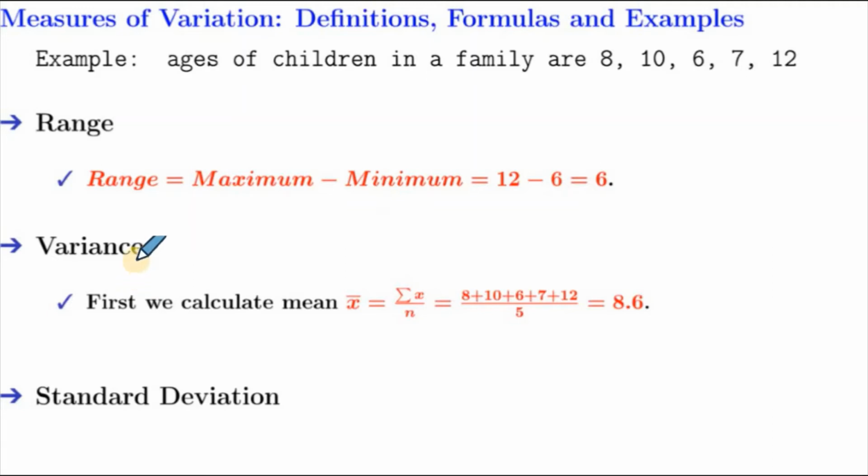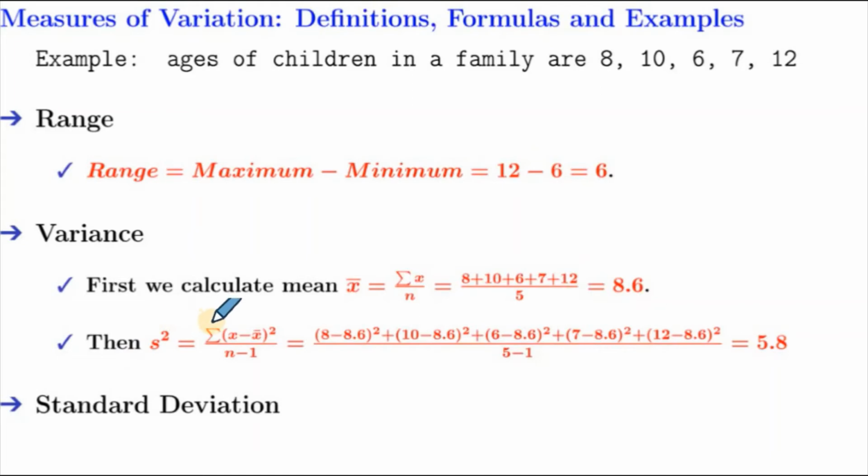Now let's calculate variance. In order to calculate variance, first we need to calculate the mean. So we know mean is the sum of x over n. So our sum of x is 8 plus 10 plus 6 plus 7 plus 12, and our n is 1, 2, 3, 4, 5. So we get 8.6 for the mean.